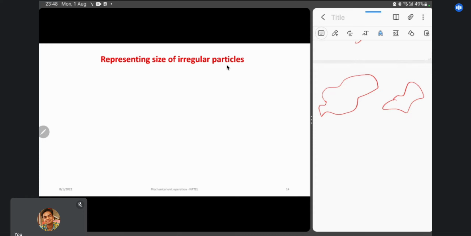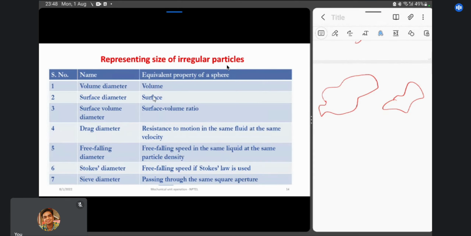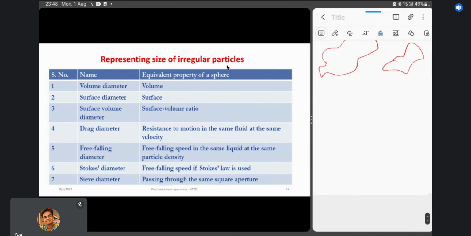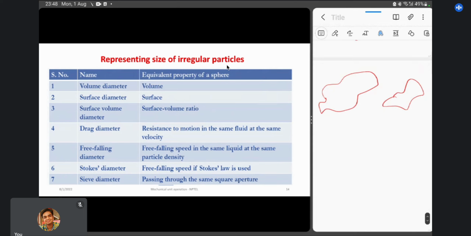If you want to understand it and we want to study more, then how can we take care of it using any kind of phenomena. So here we are understanding that we always use different kinds of diameter, and that diameter is always equivalent to a sphere. So most of the time we follow the spherical geometry to represent our irregular size particle.